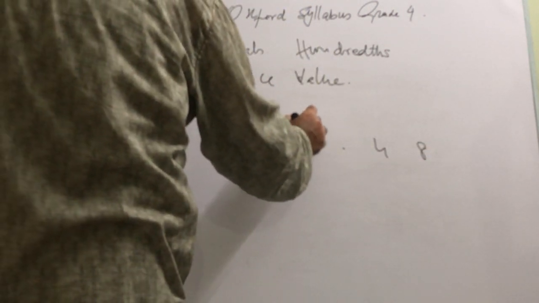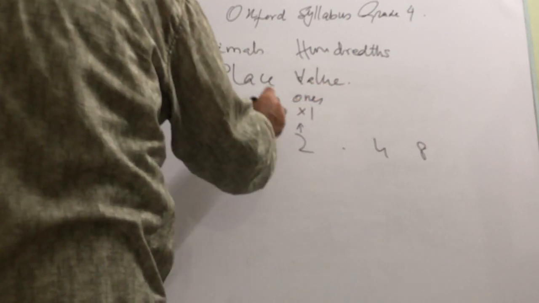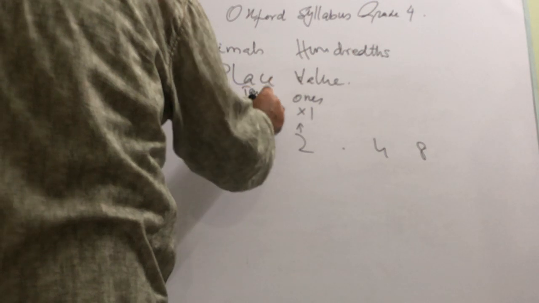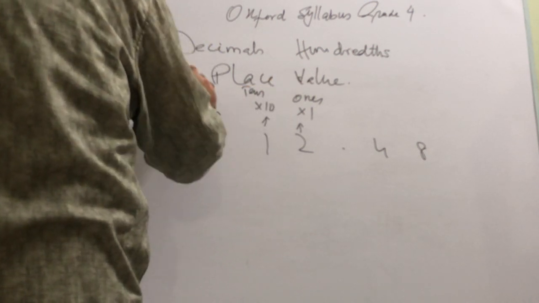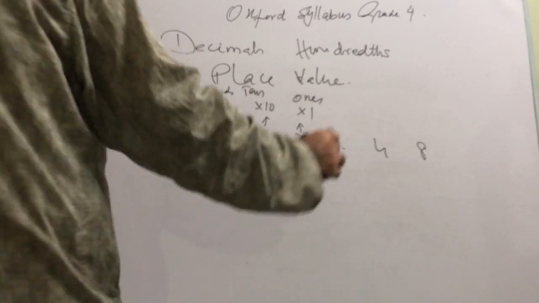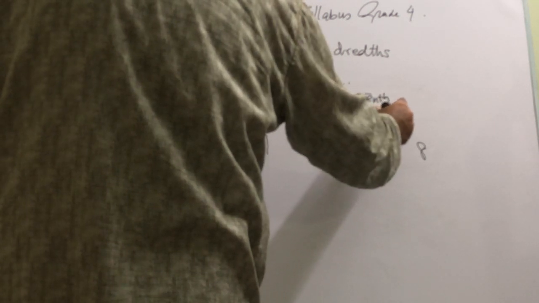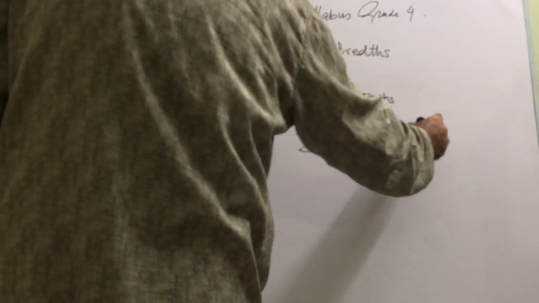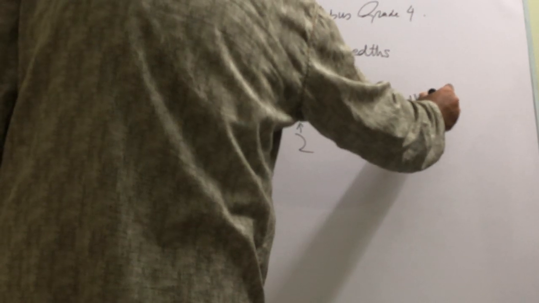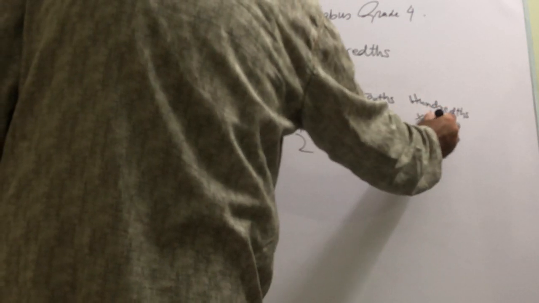This is ones, multiply it with the 1. This is tens, multiply with the 10. This is hundreds, multiply with the 100. On the right side of the decimal, this is tenths, we multiply with 1 over 10. This is hundredths, we multiply it with 1 over 100.